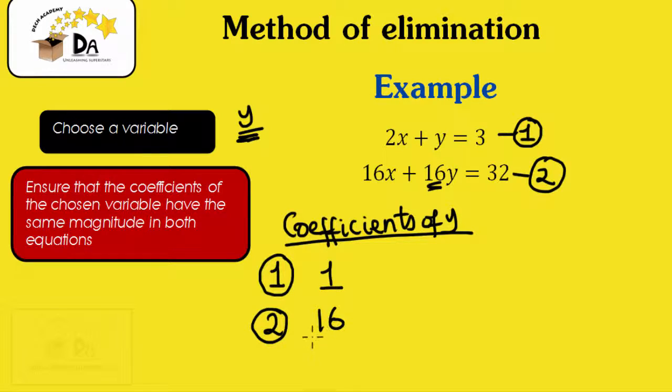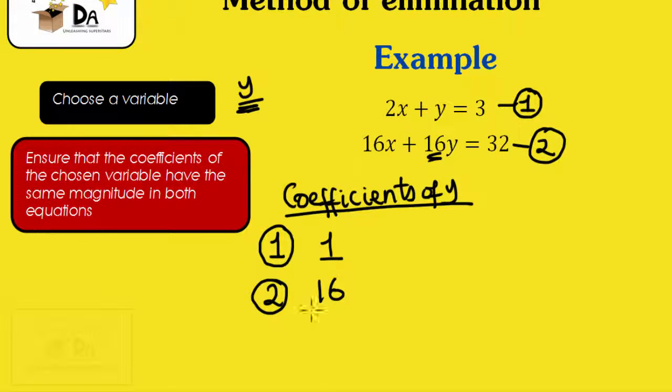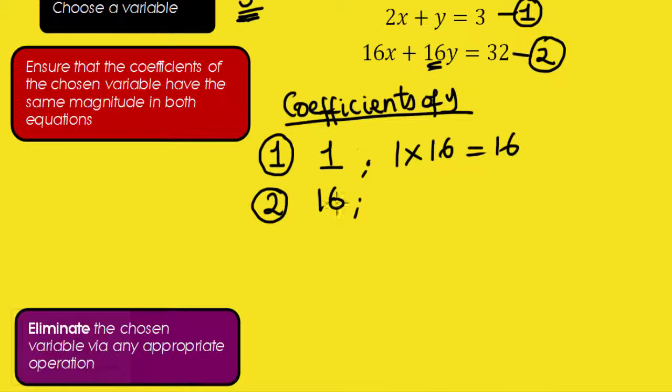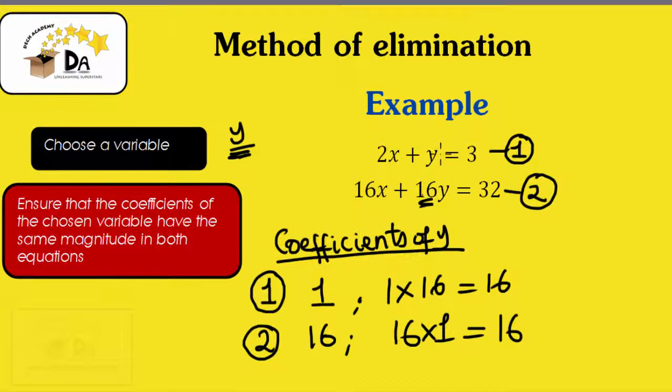Well, what you do is you multiply the coefficients by each other. So if I multiply 1 by 16, I get 16. If I multiply 16 by the other coefficient 1, I also get 16. So all of a sudden, we now have a situation where the coefficients are the same. But to achieve this, you have to multiply equation 1 through by 16 and equation 2 through by 1. So you multiply equation 1 by the coefficient of y in equation 2, and you multiply equation 2 by the coefficient of y in equation 1.